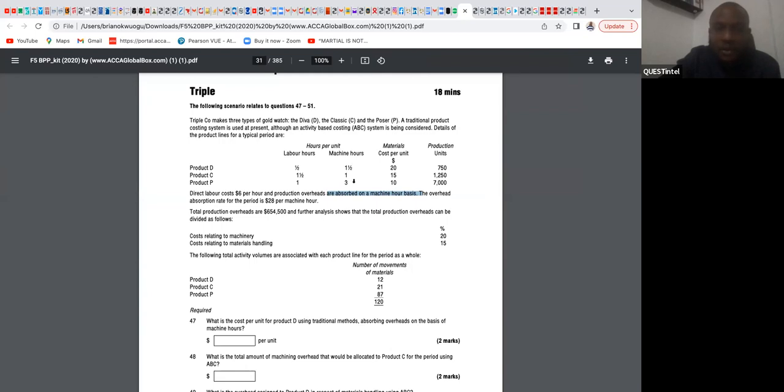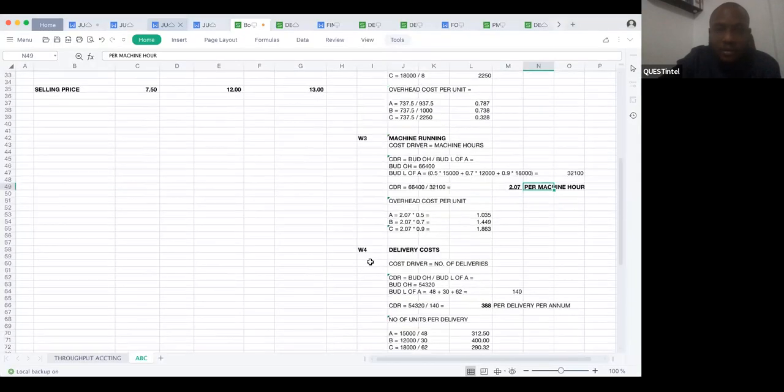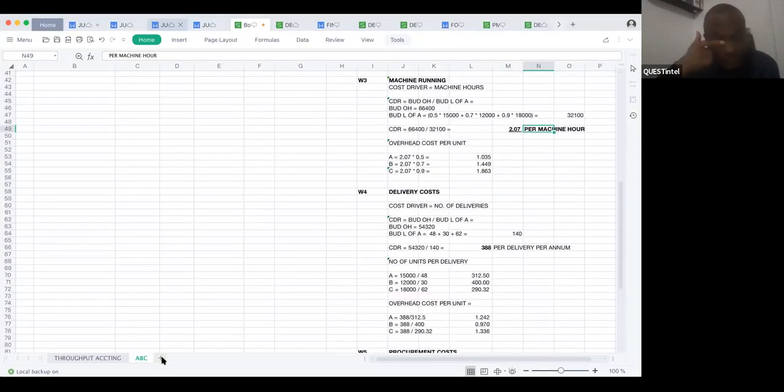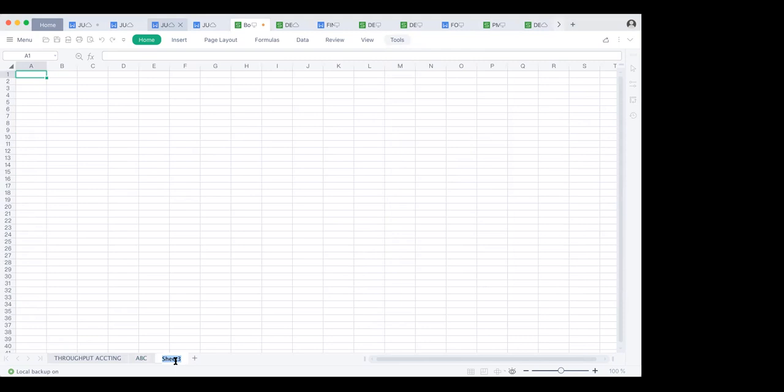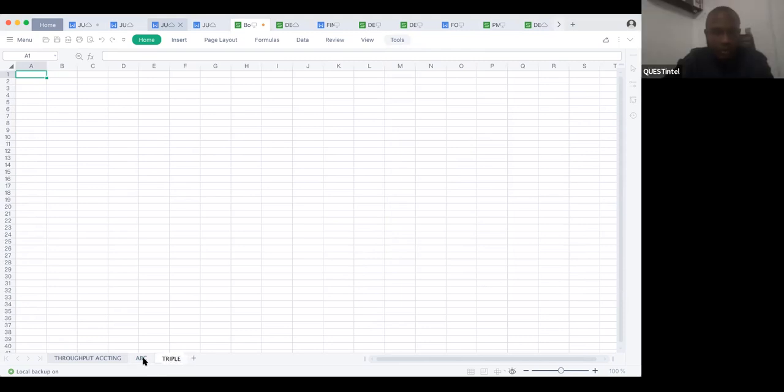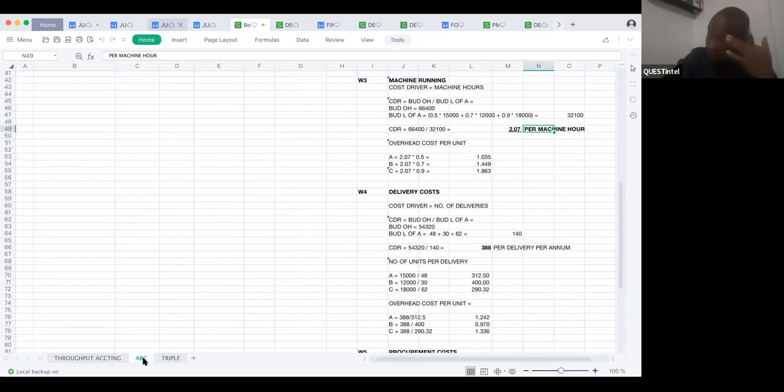Where should we do this now? I think I would want to shift. I think we should leave the Gadget Co on its own and do something else now. We should use this for the other computation. Yes, so let's call this Triple. That means we'll be using small worksheets. Okay, so instead of ABC, let's call this Gadget Co.